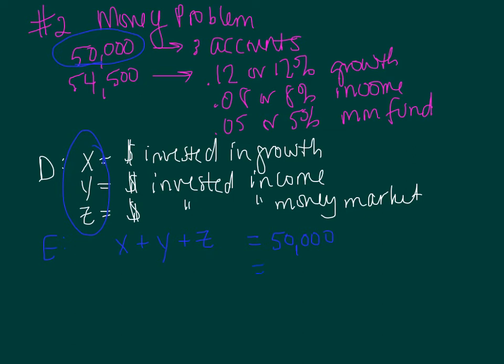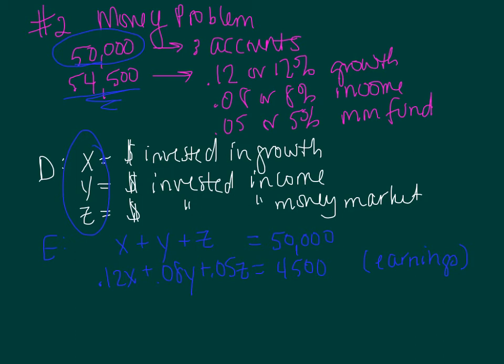The second equation is always going to be the earnings equation. So when we look at this one, it turns out that they have a total of $54,500 in the account. That's not what they earned. That's their new total. So I need to take off the original $50,000 investment, and I'm going to say they earned $4,500 in 1 year. They earned that $4,500 because they got 12% of what they invested into the growth fund. They got 8% back on what they invested into the income fund, and they got 5% back of what they invested into the money market fund.